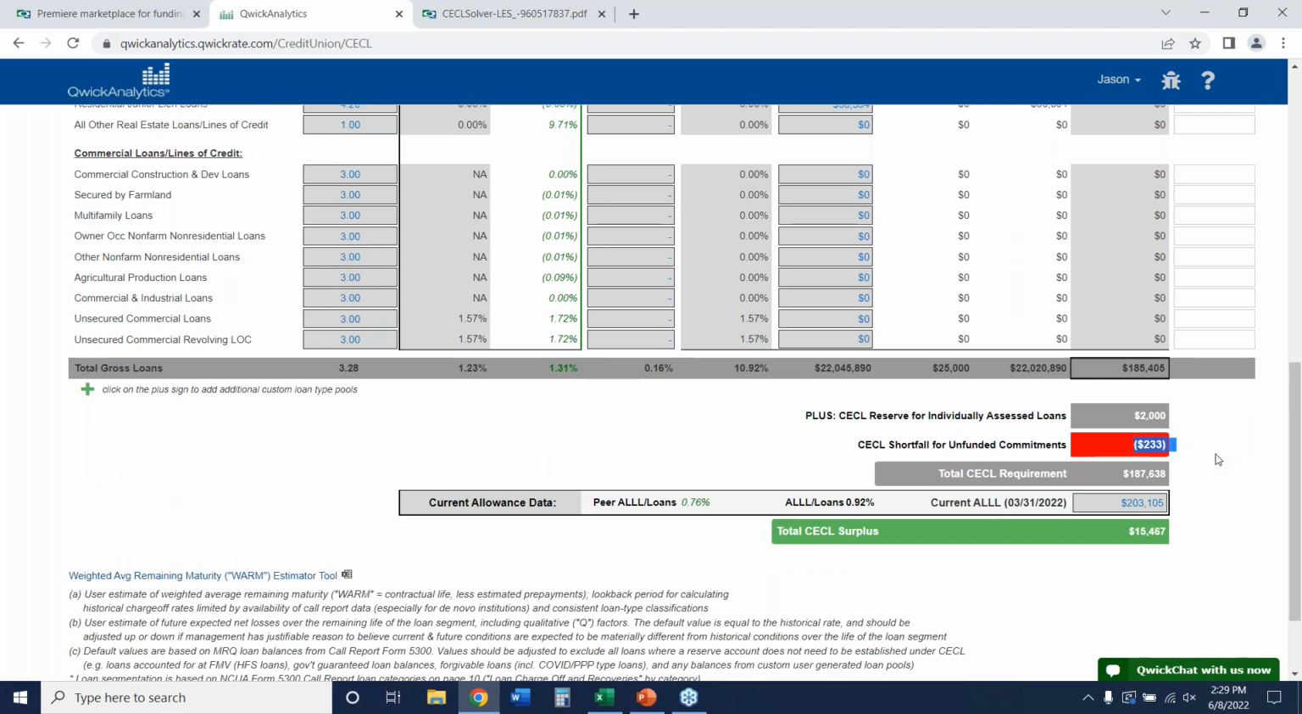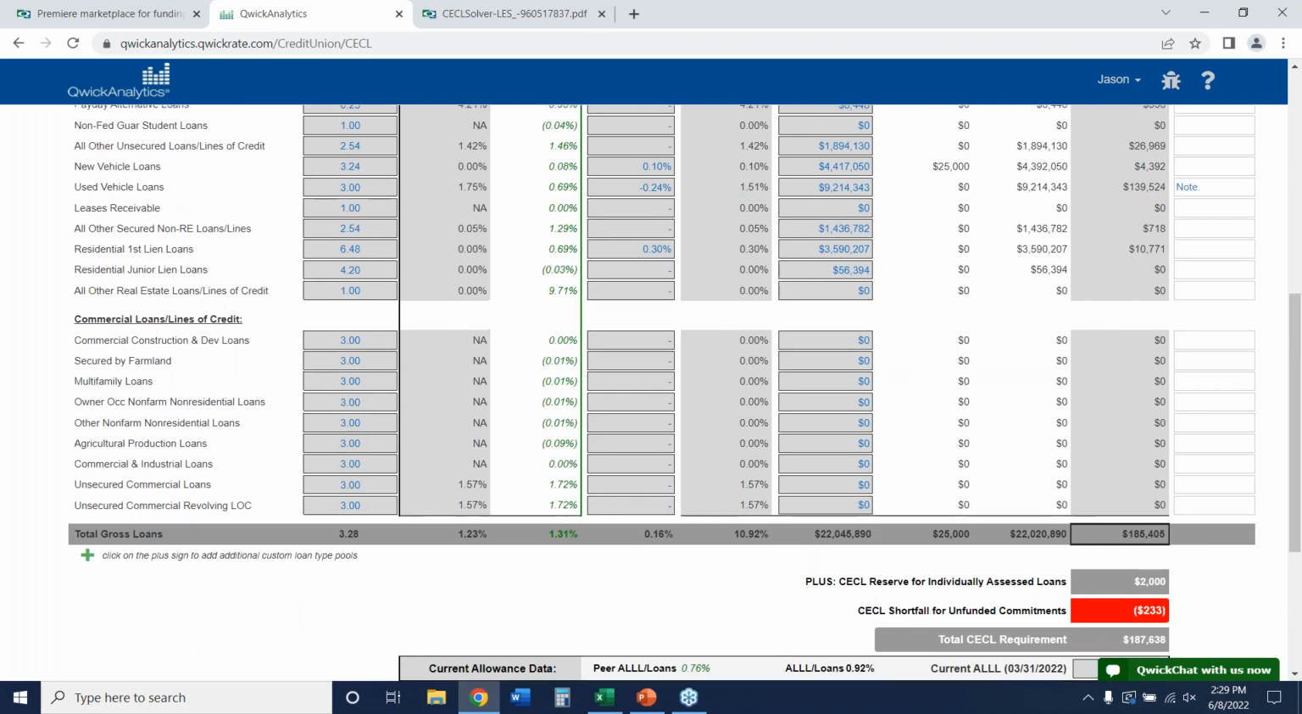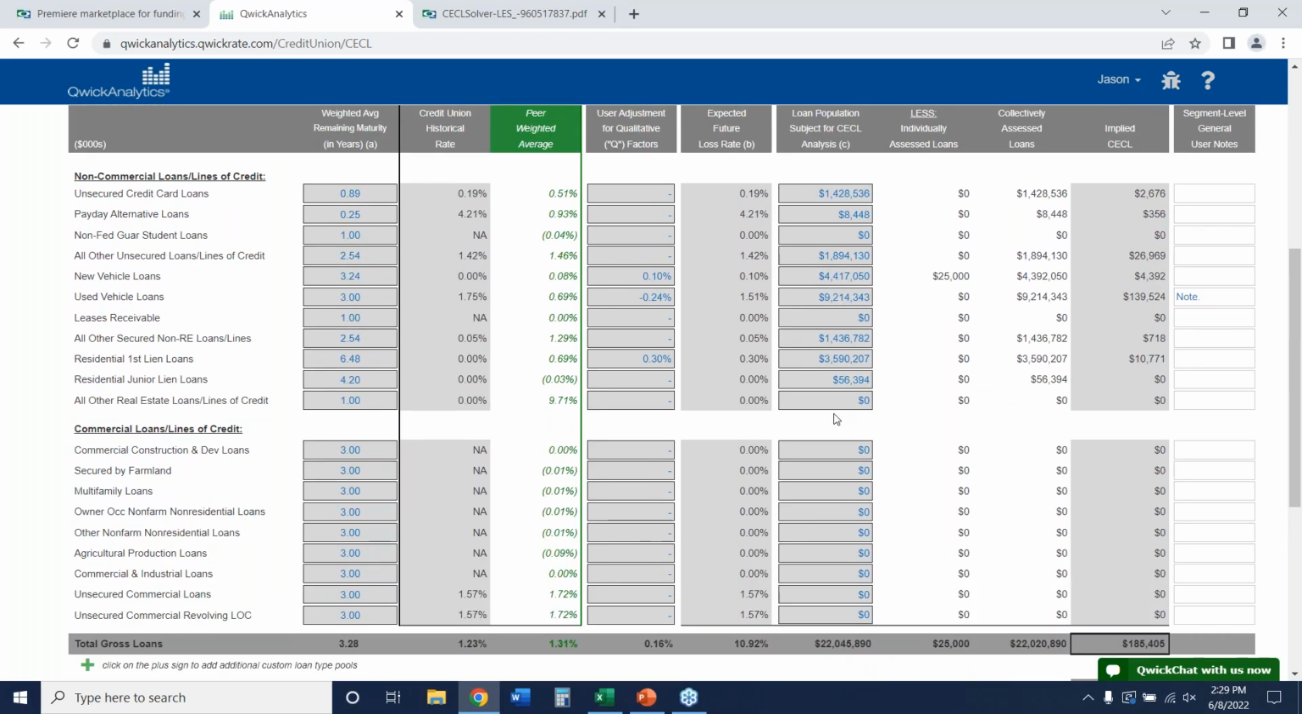And that will be a new line item in the call report for 23. So it's typically a very small piece of the puzzle, but that's something you'll have to include in your CECL analysis. Add it all up, get your final number, see what you currently have in reserve, and then you're left with your surplus or shortfall that you can either take back or allocate into other areas of the tool.